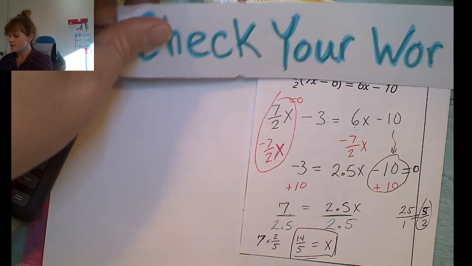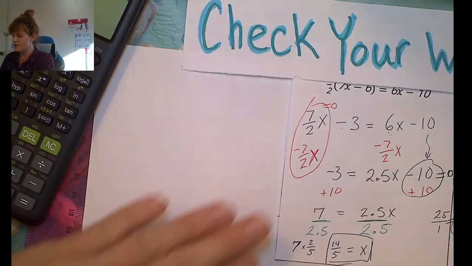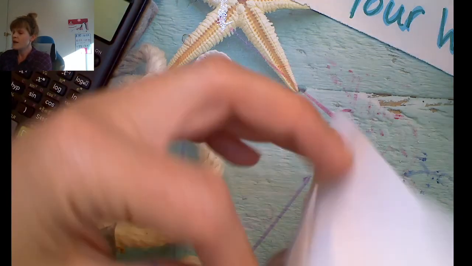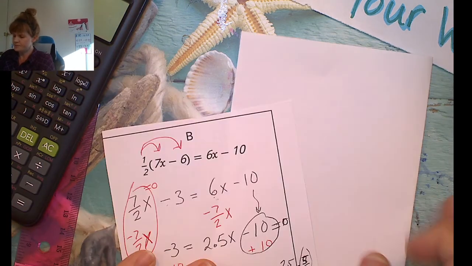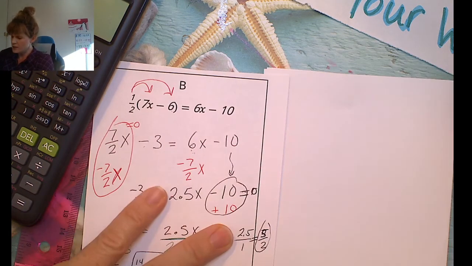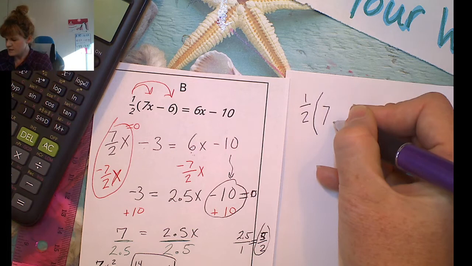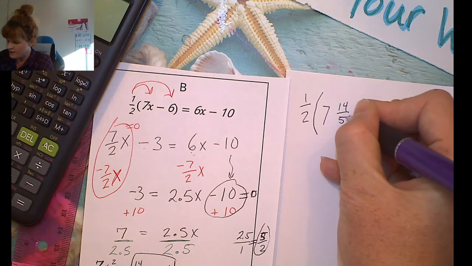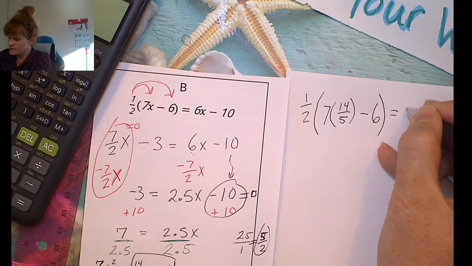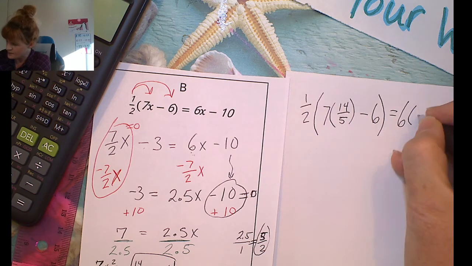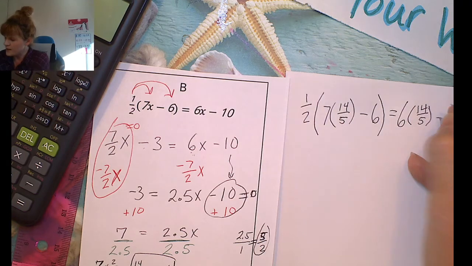So here's what we do. If I have solved this correctly, then I can insert x into my original equation, and both sides will be equal. Let me show you what I mean. The original equation is 1/2 times (7 times x, which is 14 over 5, minus 6) equals 6 times x, which is 14 over 5, if I solved this correctly, minus 10.